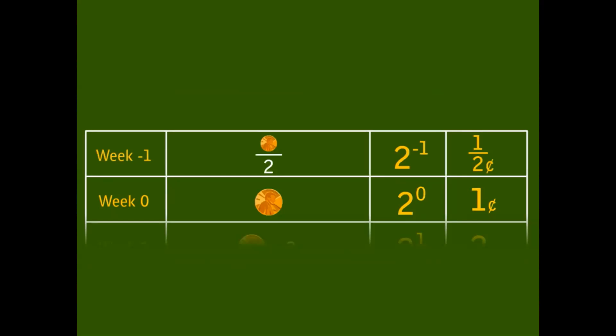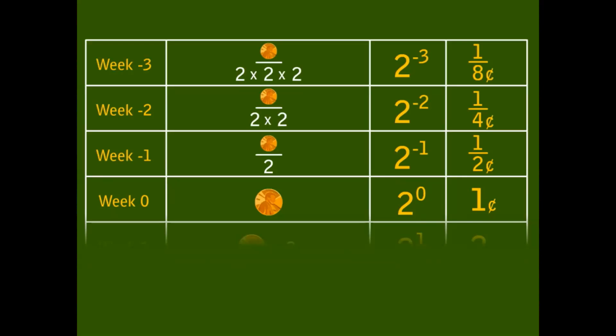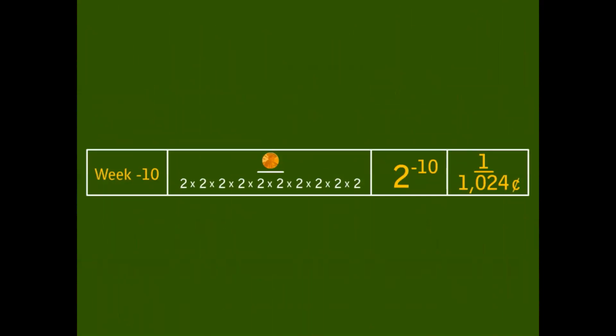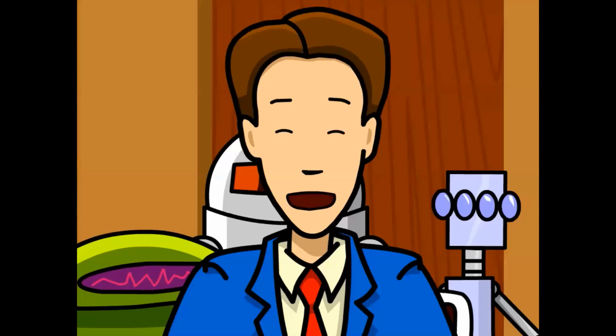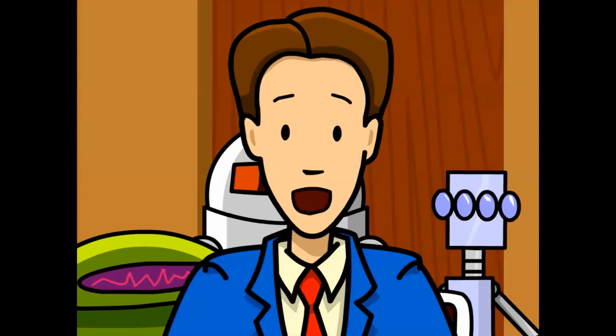Anyway, the pattern continues as you decrease the exponent into negative numbers. Each time the exponent decreases by 1, you divide by the base number, 2. And look, instead of getting bigger, negative exponents get smaller and smaller. 1,000th of a cent at minus 10 weeks. 1,000,000th of a cent at minus 20 weeks. You can see why negative exponents are useful to express super small numbers.